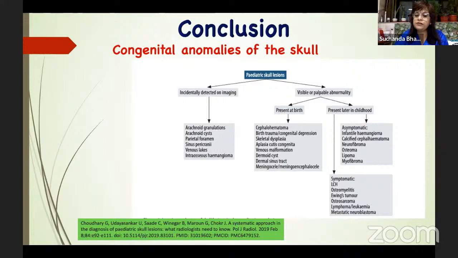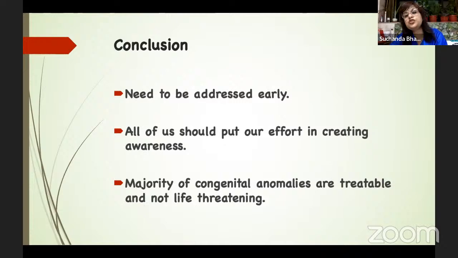So in my conclusion, I would like to say they need to be addressed early. All of us should put our effort into creating awareness, and the majority of congenital anomalies are treatable and not life-threatening, and hence the need for awareness.